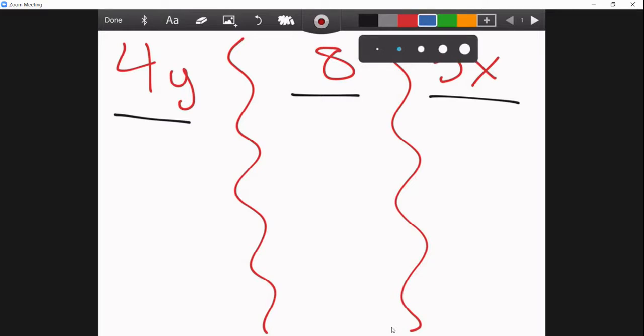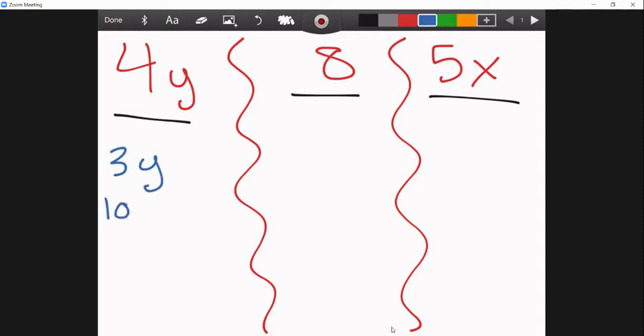A term that is alike with 4y is any number that has the variable y with it. So for example, 3y would be alike. 10y would be alike. y by itself would be alike. 2.5y would be alike. 1/2 y would be alike. So all of those are alike because they all have the same variable y.